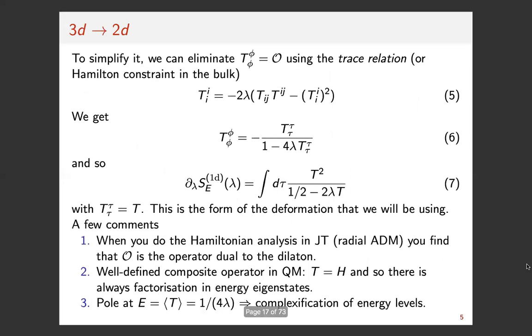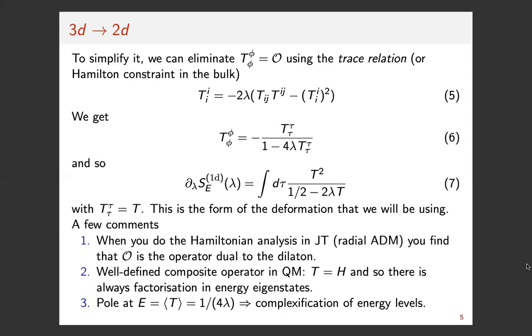Good, so equation 7 will be our starting point for the rest of the talk. This O is the operator dual to the dilaton. The nice thing about this operator in quantum mechanics is that T is like the Hamiltonian, and so this operator will factorize in any energy eigenstate. This whole factorization property that you have to be very careful about in higher dimensions comes for free in the quantum mechanics. And so especially you can consider much more general deformations that might have an interesting application in one way or another. But I'll mostly focus on this particular one.